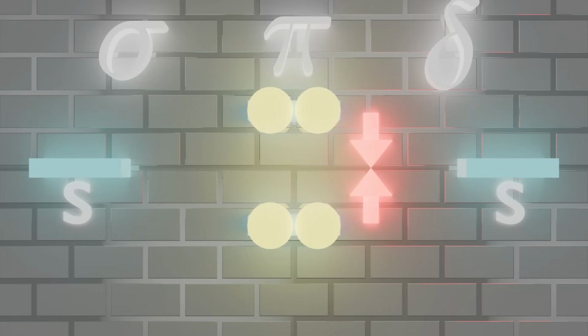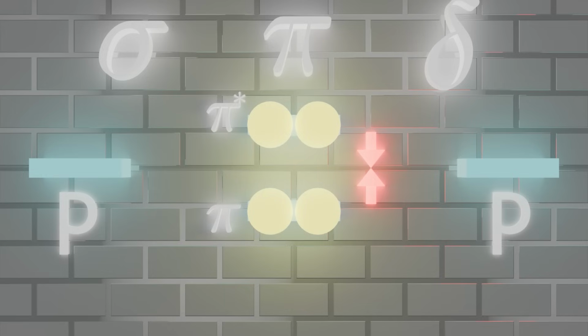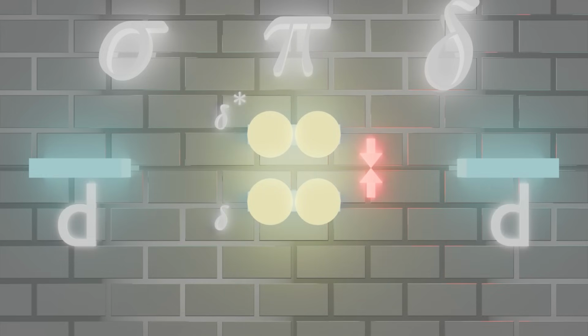So these are our s orbitals, but when they bond, they become sigma orbitals. When we have p orbitals, when they bond, they become pi orbitals. When we have d orbitals, when they bond, they become delta. When we have f, they bond, they become phi.